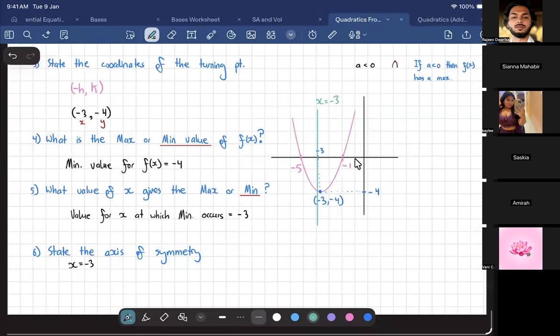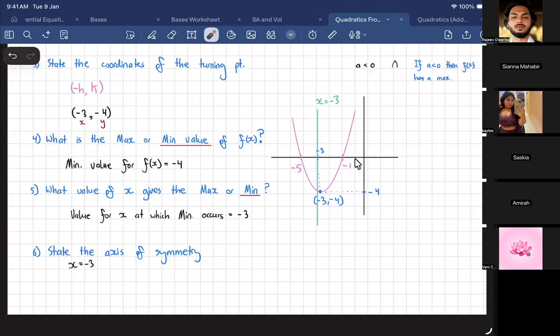You understand that? Yes. So in CXC, if you don't put x or y, you'll get it wrong, because they're asking you for the axis of symmetry, the equation. You can't just put -3. It's not hard to remember. Amira, again, this line passes through which axis? The x. At what value? -3. So x is equal to -3.